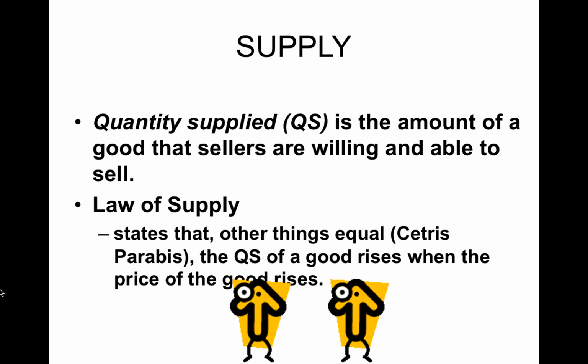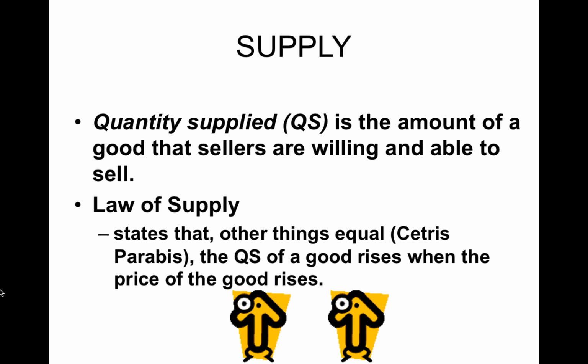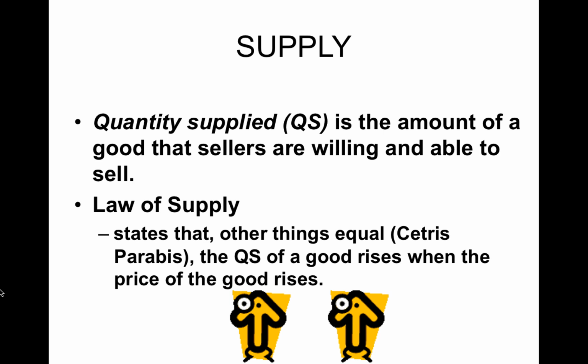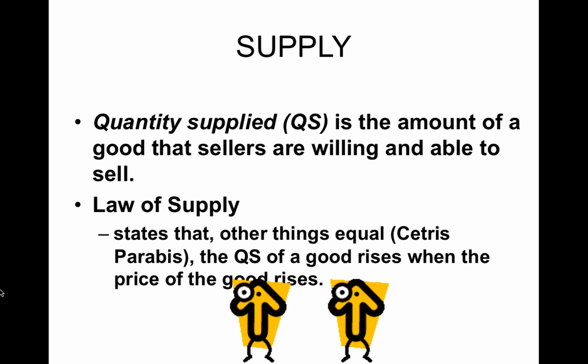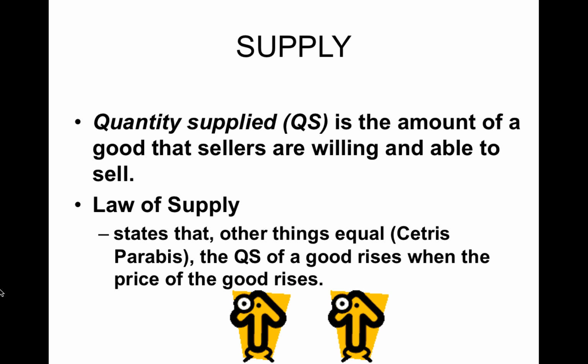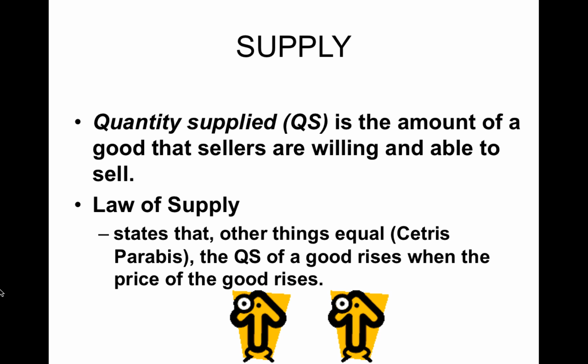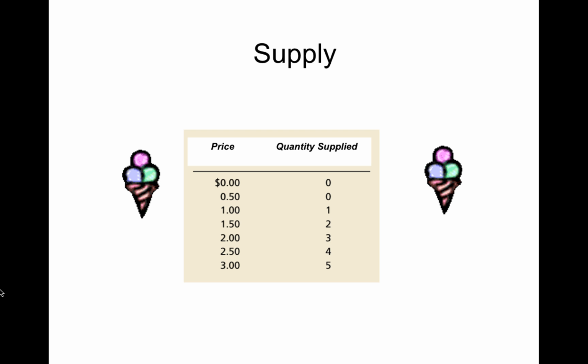So quantity supplied, or QS, is the amount of a good that sellers are willing and able to sell. And the law of supply, again, kind of looks like the law of demand with one big difference. It states that, other things equal, ceteris paribus, the quantity supplied of a good rises when the price of a good rises. So in this one, we have a positive relationship, unlike demand, where we had a negative relationship. So the price goes up, heck yeah, I want to produce more. Price goes down, oh, that's not really worth it. I'll go make something else instead. So that's the law of supply.